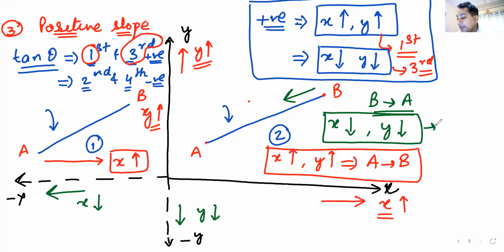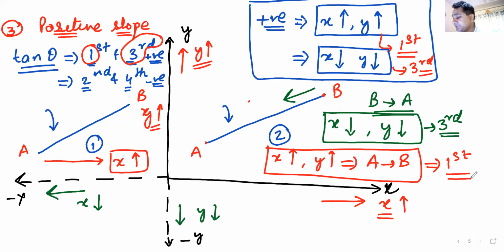So this one lies in the third quadrant. And this one lies in the first quadrant. Am I clear or have I confused you? The graph from A to B is in the first quadrant. The graph from B to A is in the third quadrant. Can I have some raised hands that people have understood me?